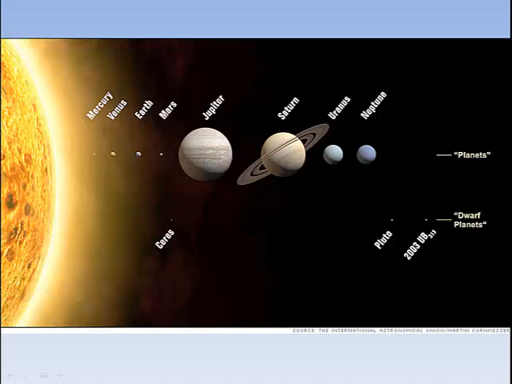And here they are in order. And you need to know this. So our inner planets are Mercury, Venus, Earth, and Mars. These are small and rocky. The outer planets are gigantic, and they're made of gas and dust, and they're Jupiter, Saturn, Uranus, and Neptune. Pluto is no longer considered a planet.